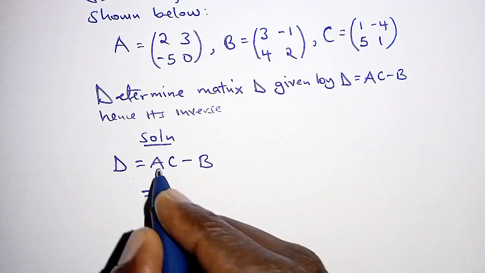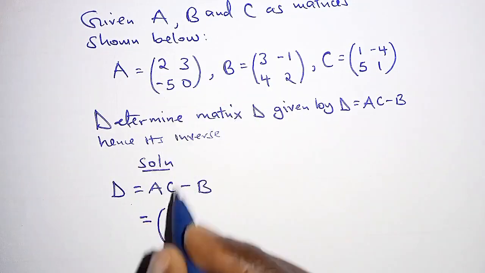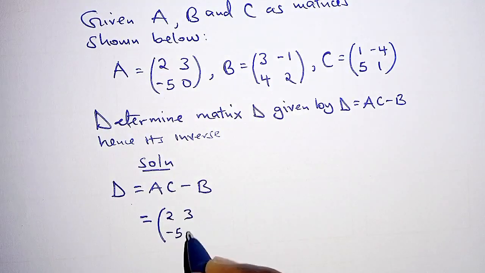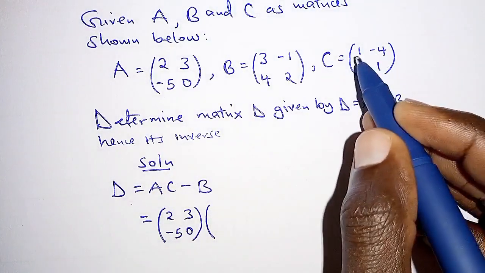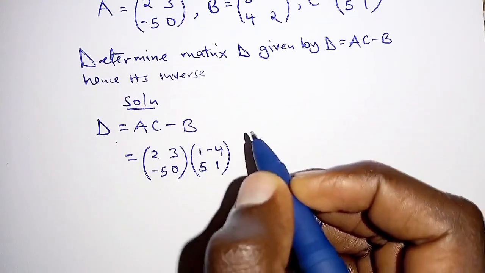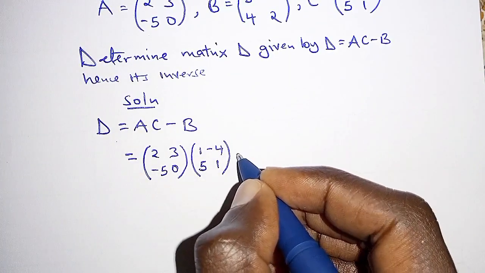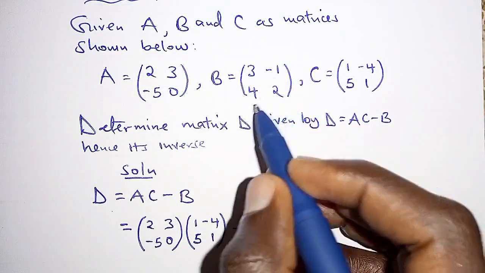So we have matrix A as 2, 3, negative 5, 0. And then it multiplies matrix C, and C is 1, negative 4, 5, 1. After that, we will subtract matrix B, and matrix B is 3, negative 1, 4, 2.